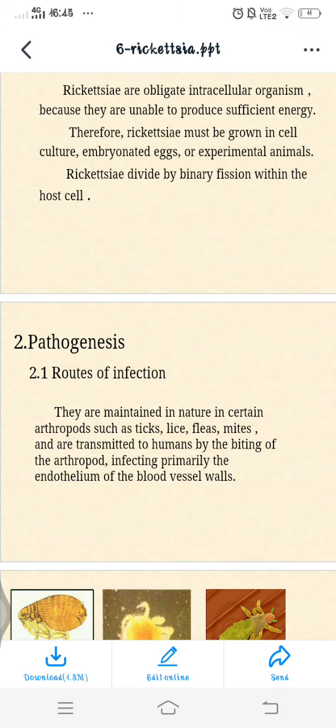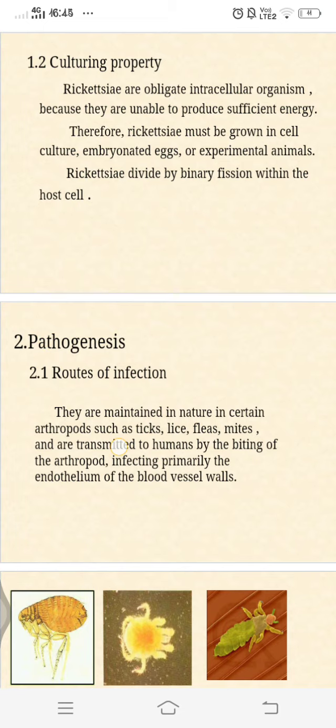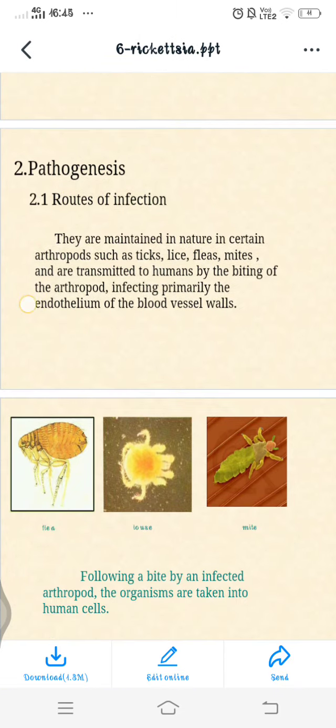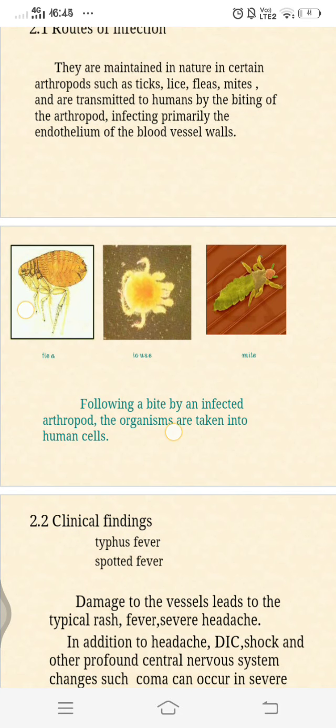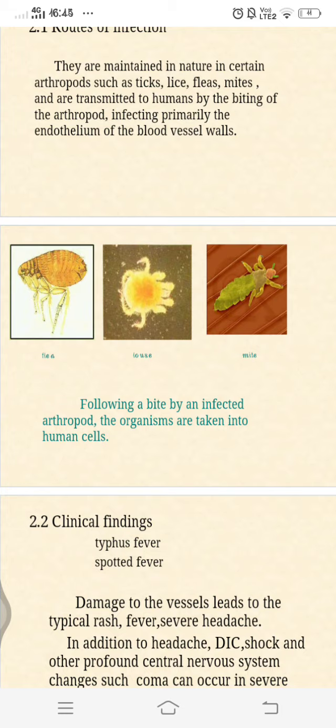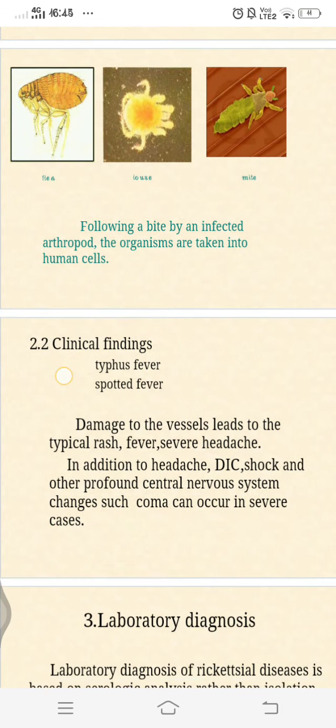So as we discussed, they are maintained in nature in certain arthropods like ticks, lice, fleas, mites, and transmitted to humans by the biting of an arthropod, infecting primarily the endothelium of the blood vessel, as I discussed. So following a bite by an infected arthropod, the organisms are taken into the human cells, like you can see: flea, louse, mice, mite. So these are the things which are causing this.